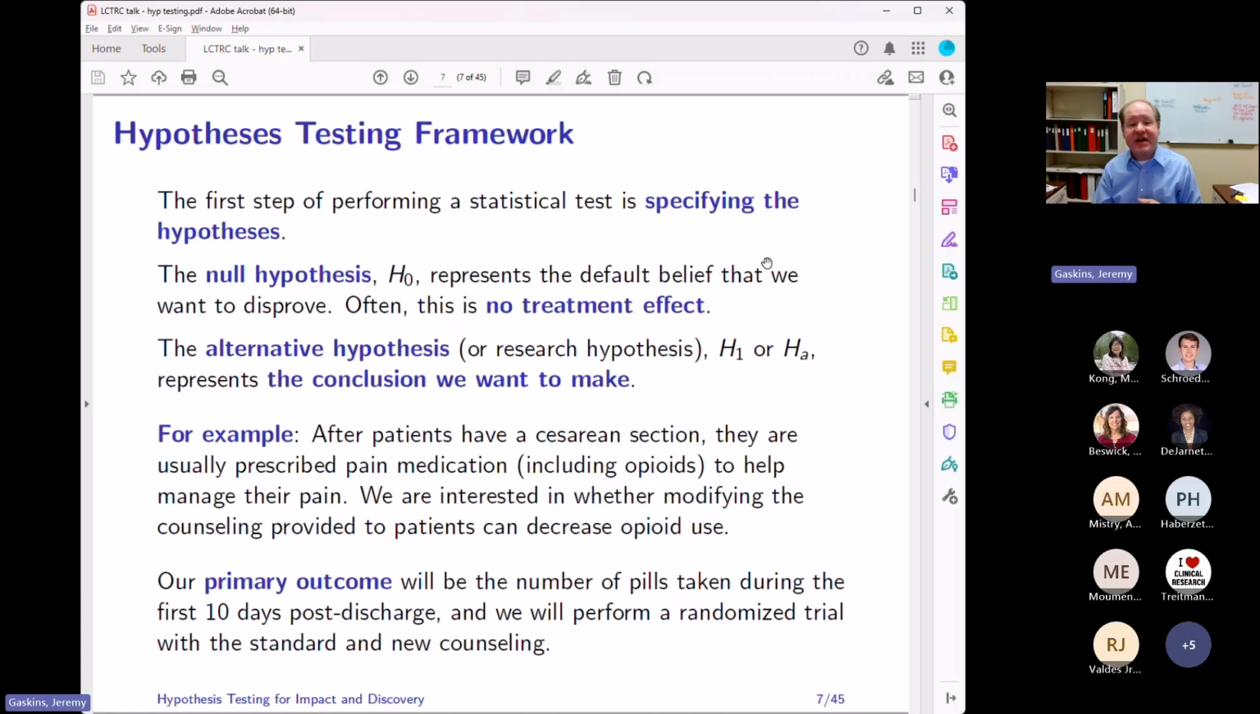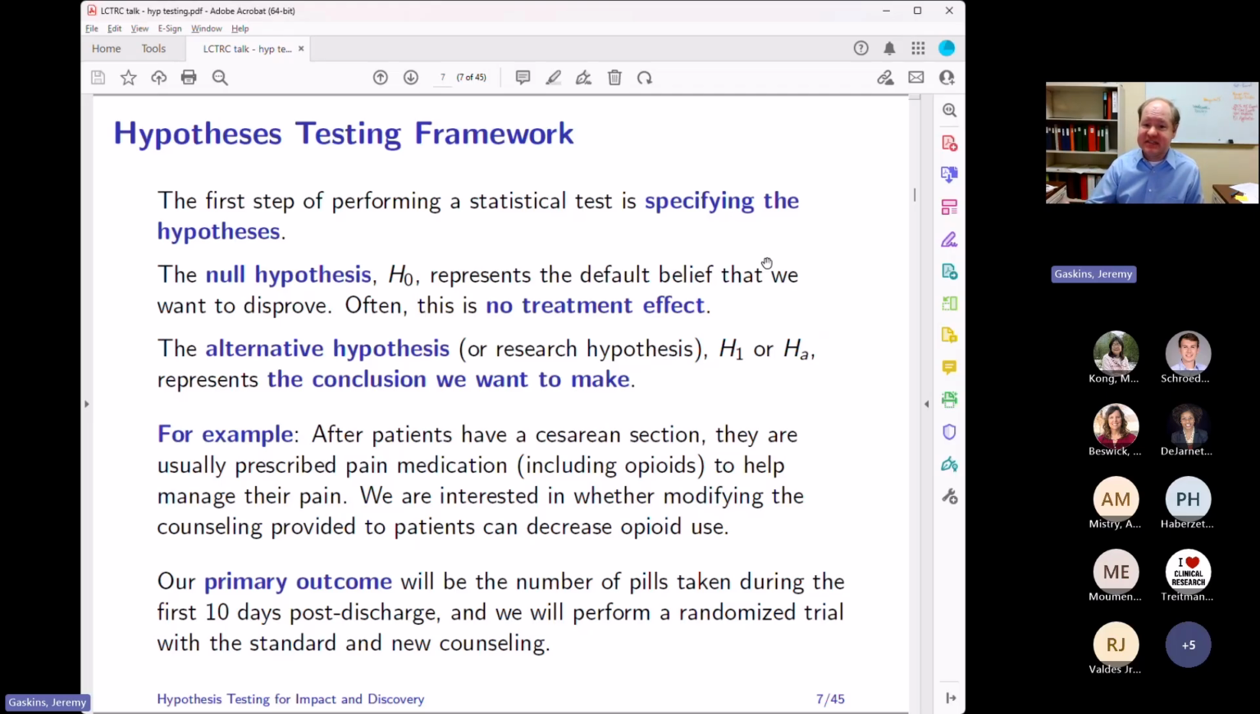So with that said, what is the hypothesis testing framework? Probably most everybody knows this. This is what we learn in Stat 101. But again, I think it's really imperative to remind ourselves of the terminology and the framework as we get into more specifics. The first step to performing a statistical test is we have to actually specify what the hypotheses are that we're interested in. And that comes in two components.